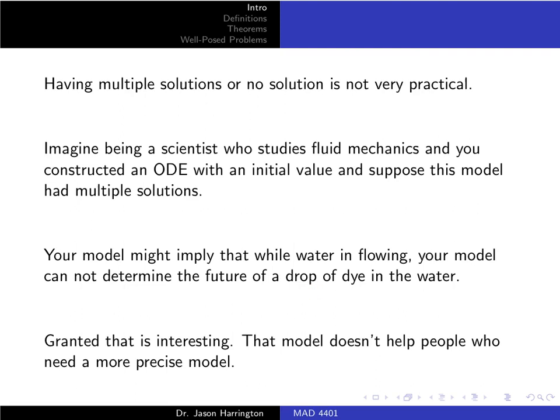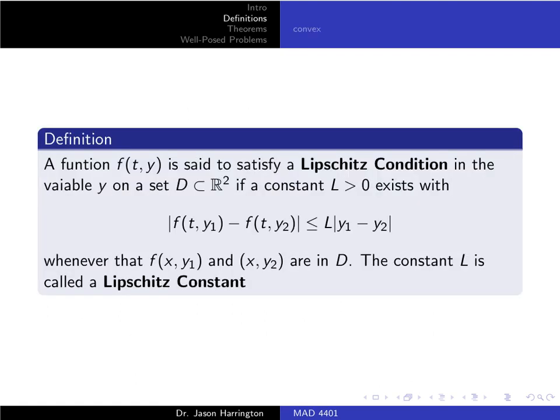But if you have something with multiple solutions, then that drop of dye, you don't really have an idea. It could just go straight, like y is equal to 0. It could oscillate. It could do all kinds of things. Now, granted, I find that fascinating, and I like that because that usually deals with chaos theory and initial value conditions, or sensitive value conditions. This model doesn't really help people who need a more precise model.